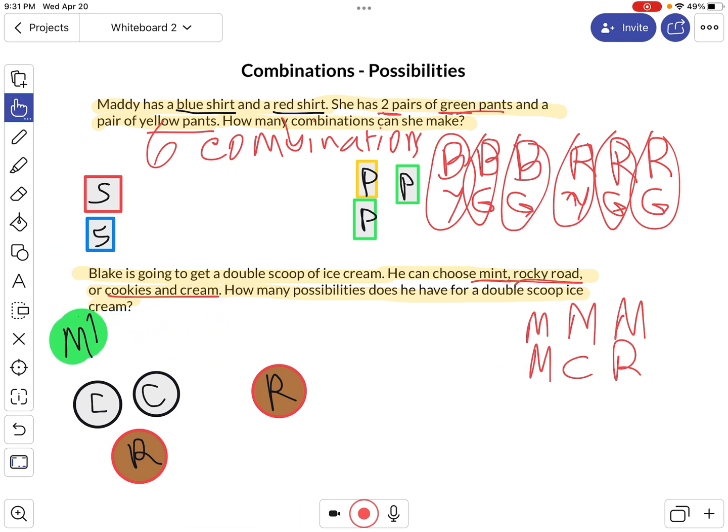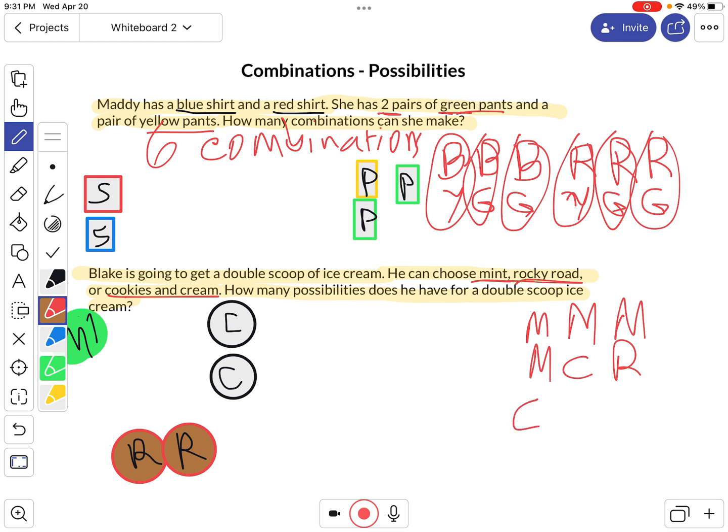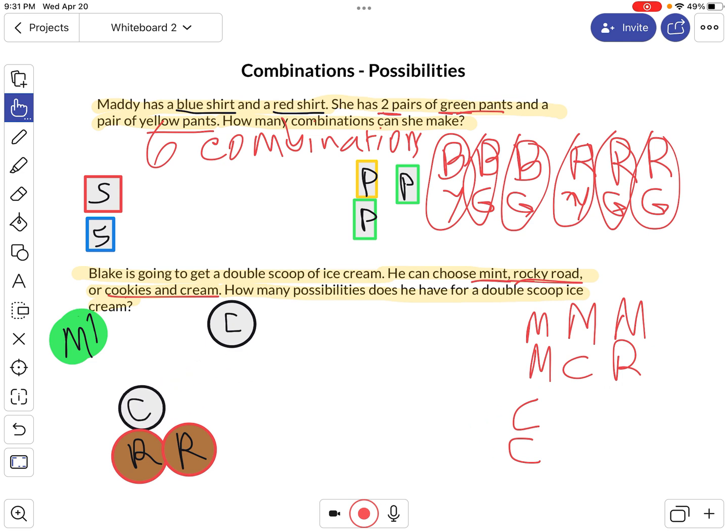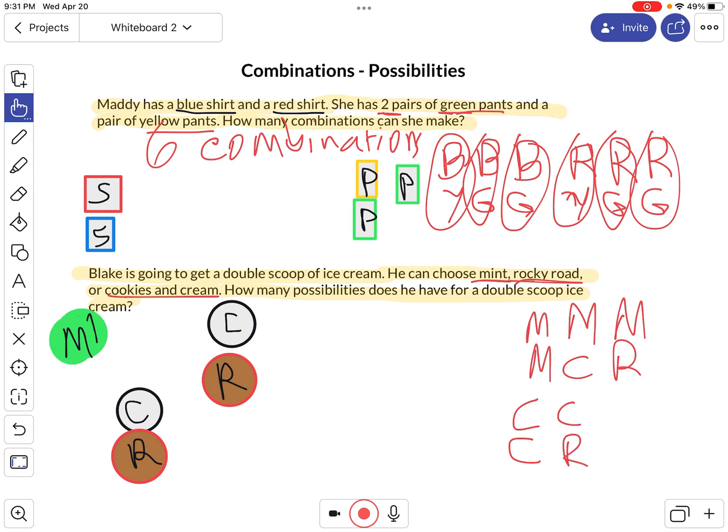And so I'm going to just move these mints out of the way. We can't use mint anymore because mint is with all three of them. Now we're going to use cookies and cream. Cookies and cream could go with cookies and cream. So that would be cookies and cream with cookies and cream. Then I could put cookies and cream with Rocky Road. That would look like this. Cookies and cream with Rocky Road. And that's all I can do.